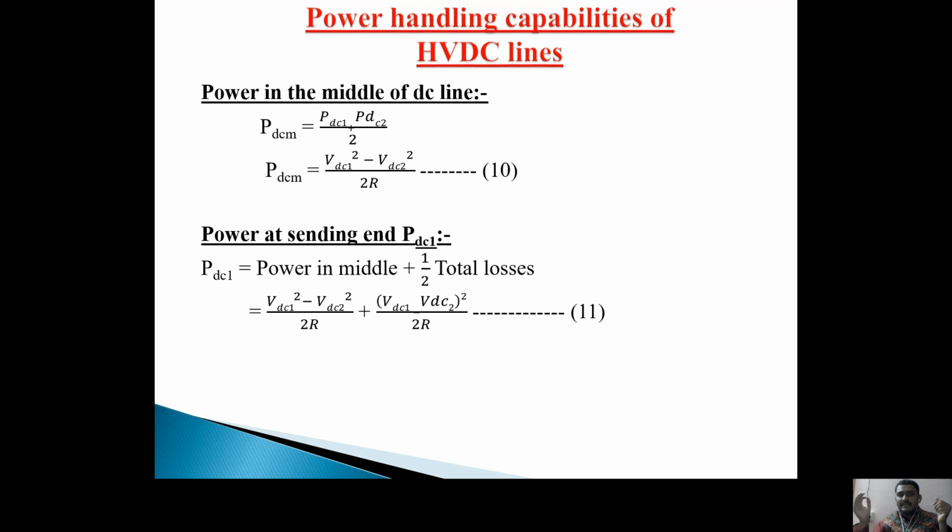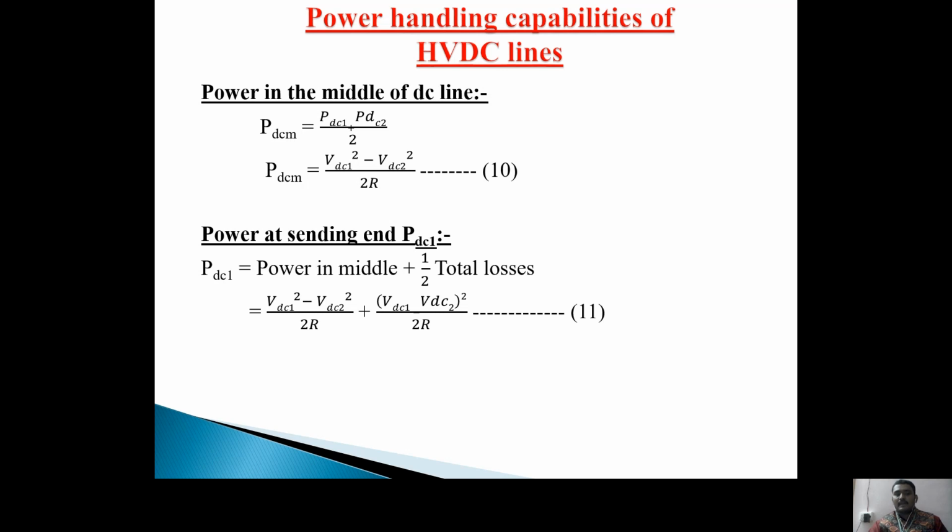So that is PDCM is equal to (PDC1 plus PDC2) by 2. So from that one we are writing PDCM is equal to (VDC1 square minus VDC2 square) by 2R. So you know already PDC1 and PDC2 values. Substitute those two values here. After substituting, we have PDCM is equal to (VDC1 square minus VDC2 square) by 2R.